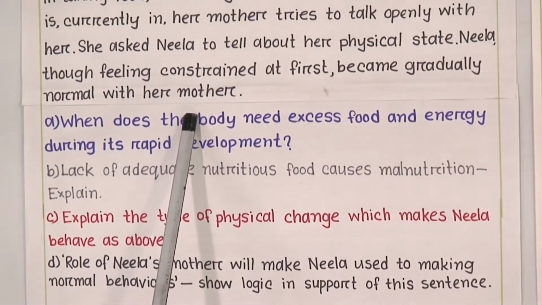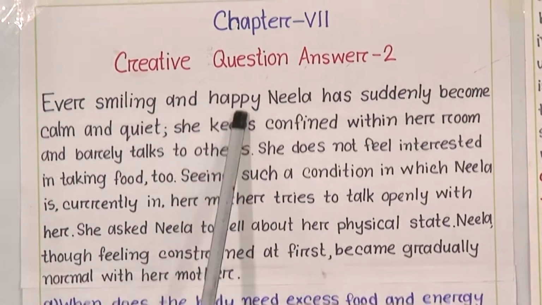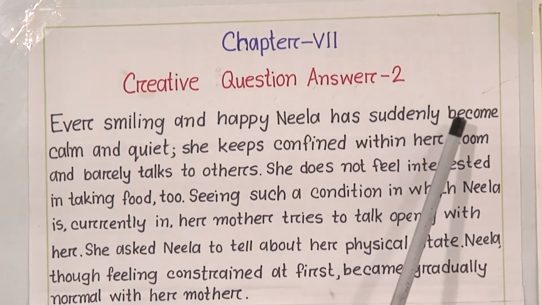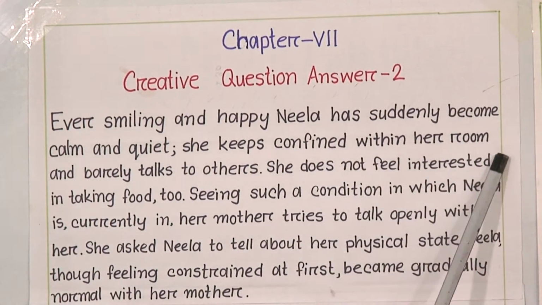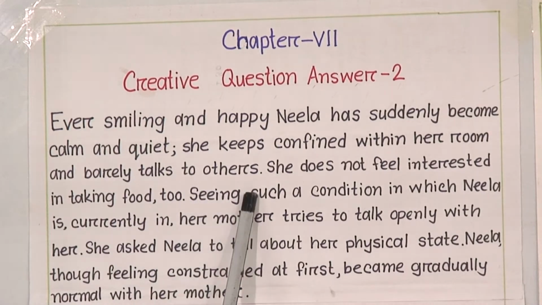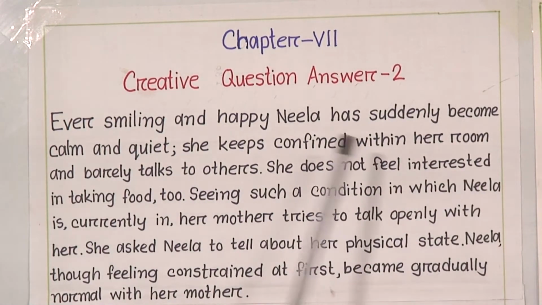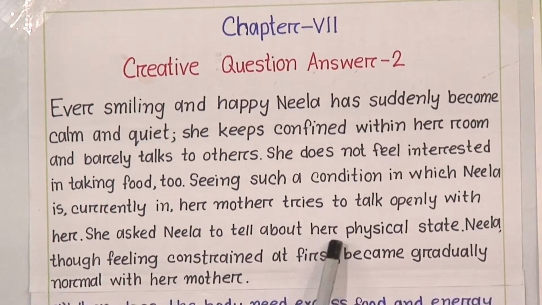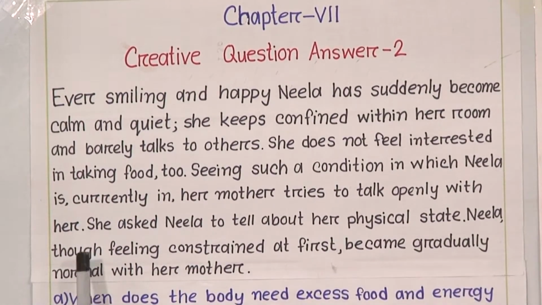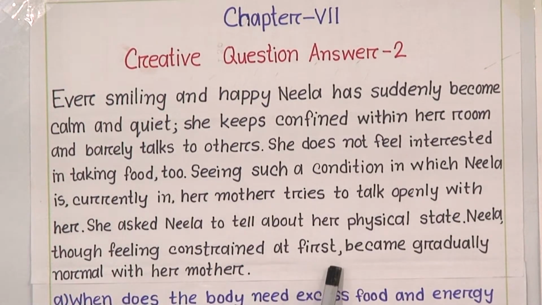I'm reading the stem. Ever smiling and happy Neela has suddenly become calm and quiet. She keeps confined within her room and barely talks to others. She does not feel interested in taking food too. Seeing such a condition, her mother tries to talk openly with her. She asked Neela to tell about her physical state. Neela, though feeling constrained at first, became gradually normal with her mother.